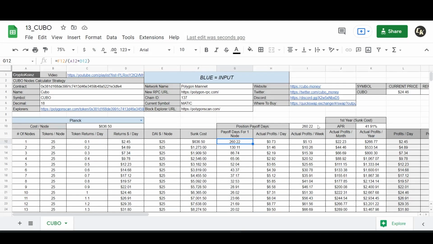No matter how many nodes you buy at any given time, for Planck, it takes 260 days for you to recoup your investment. And here are the actual profits per day. Instead of the claimed $2.45 for the first year, you're actually making 73 cents considering the DAI per node and considering the sunk cost. So you're actually making 73 cents per day for the first 260 days. Actual profits per week, $5.13. Per month, $22.23. And per year, $266 for Planck.